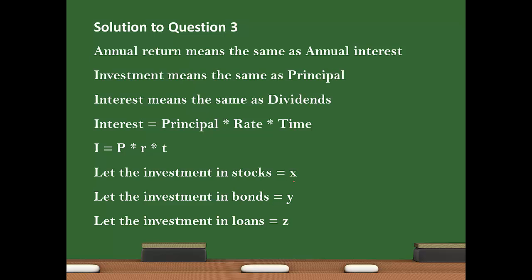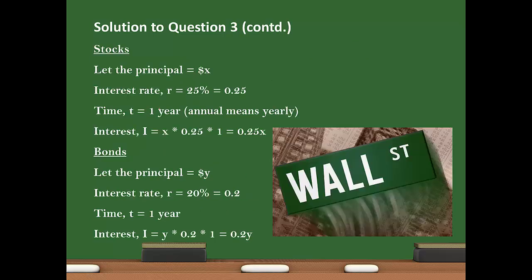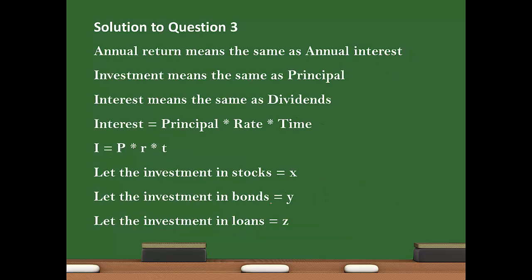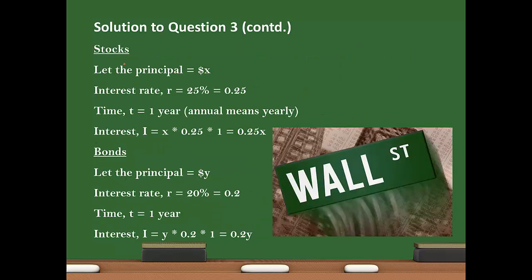Let the investment in stocks be X, let the investment in bonds be Y, and let the investment in loans be Z. So we go to the stocks. If we go to the stocks, the principal is the X. Remember, they asked us for the investment. How much money did they invest? Stocks, bonds, loans.